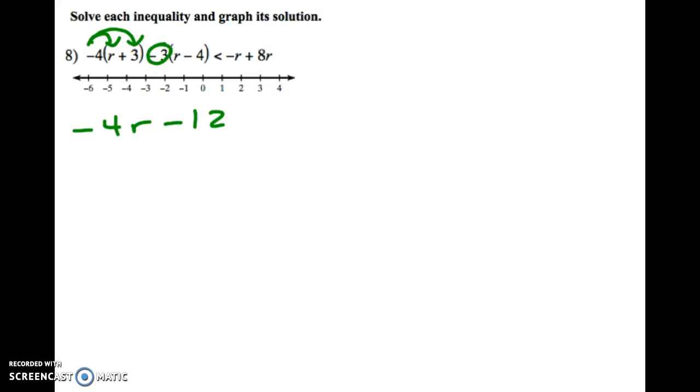And then be careful with that minus sign. We're going to distribute the negative 3 through both parts here. So negative 3 times the r should give us negative 3r. Negative 3 times the negative 4 should give us a positive 12. And then we have the right side of the equation, the negative r plus 8r.